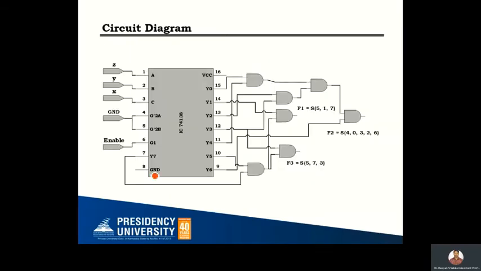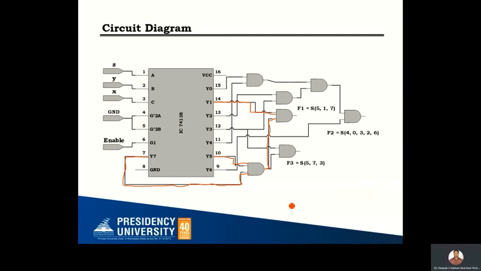So your circuit diagram will be like this. You can observe here for F1, you have connected these values, that is 1, 5, 7. Okay, so these 3 values you have connected to F1.